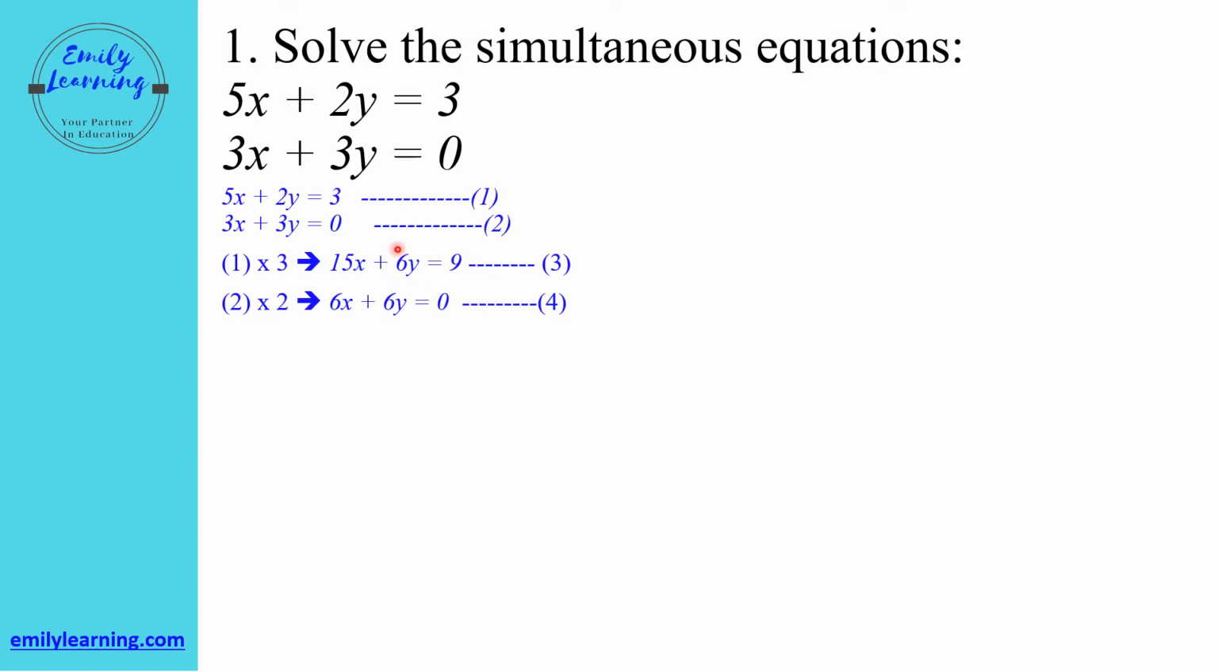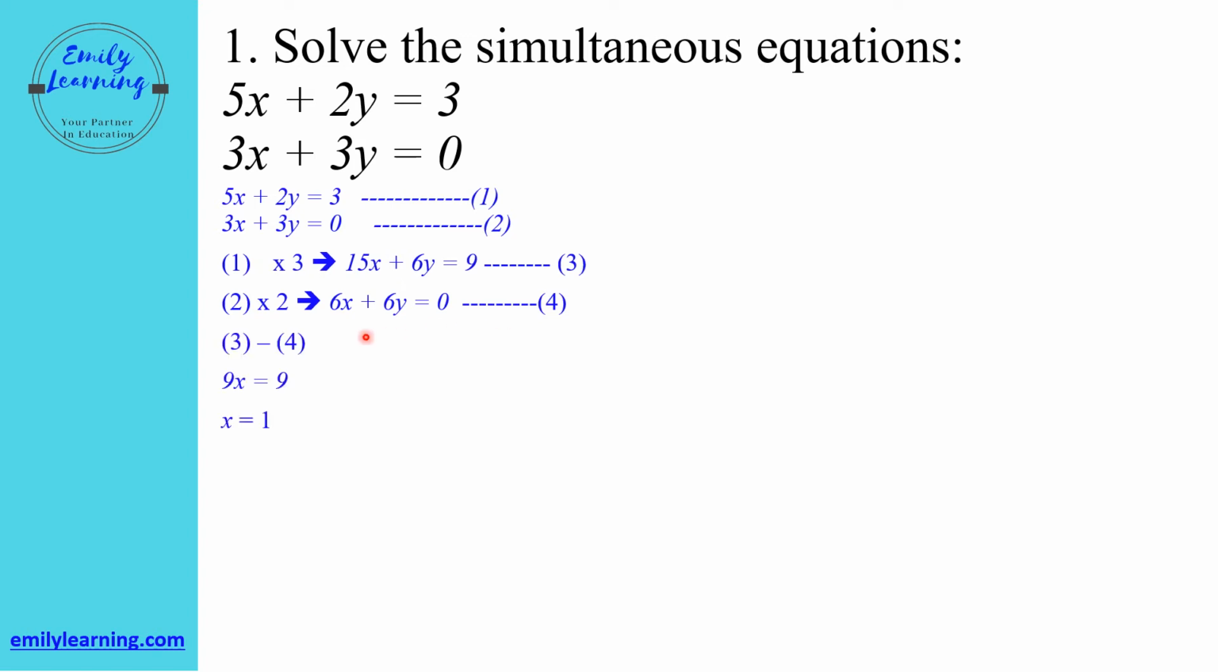Now you notice both of them have the same number of y, which is 6y. Next, if you look at the sign in front of y, they are both plus. To get rid of 6y when both of them have the same sign, you will subtract. So I'm going to take statement 3 minus statement 4.